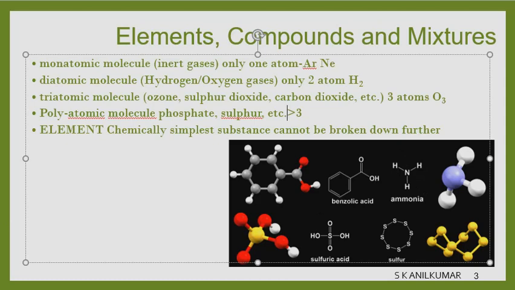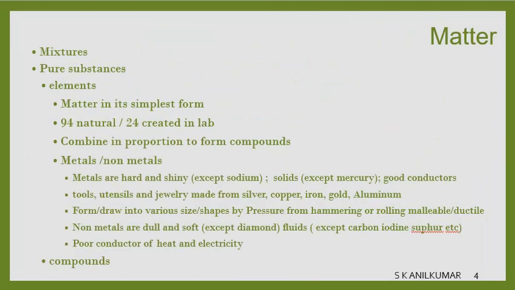Earlier it could not be further divided, but now we can study the components. What are the components of an atom? We will see. There is a nucleus, electron, proton, neutron and all. Okay, now we have seen elements and compounds: ammonia as a compound, sulfuric acid as a compound, and hydrogen and oxygen as elements.